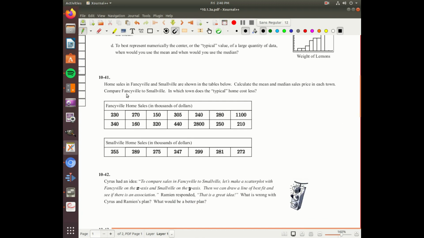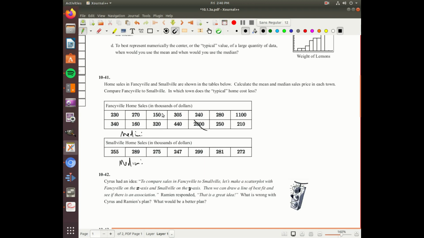So we move on here. Home sales in Fancyville and Smallville are shown at the tables below. Calculate the mean and median sales price for each. Compare the Fancyville and Smallville. So first of all, we have the median, and let's calculate the median. It would have been too nice of the book to put these in order from smallest to biggest for us. So here's the biggest.